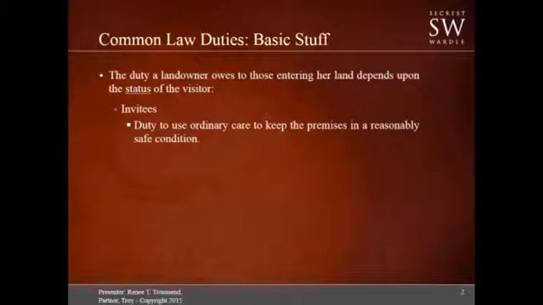A landowner owes an invitee a duty to use ordinary care to keep the premises in a reasonably safe condition. In fact, a landowner has a duty of care not only to warn the invitees of any known dangers, but the additional obligation to also make the premises safe, which requires the landowner to inspect the premises and, depending on the circumstances, make any necessary repairs or warn of any discovered hazards. So an example of that would be a business customer.